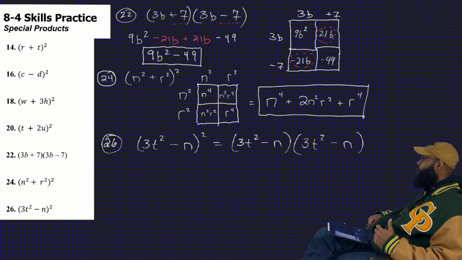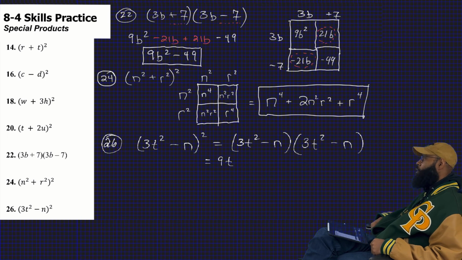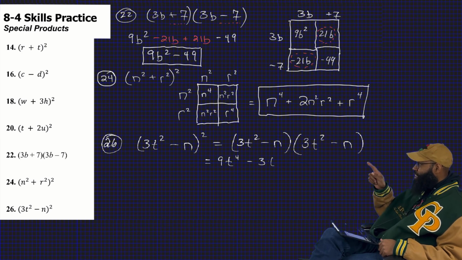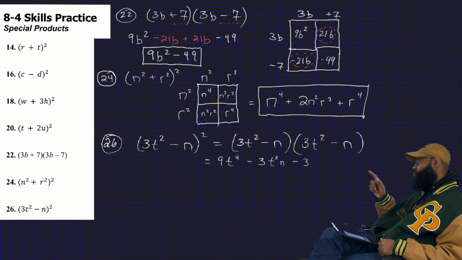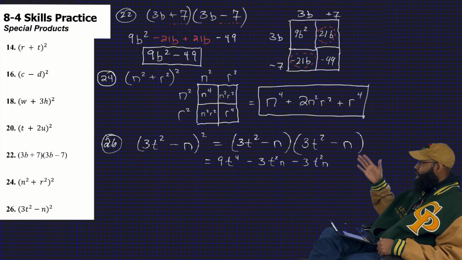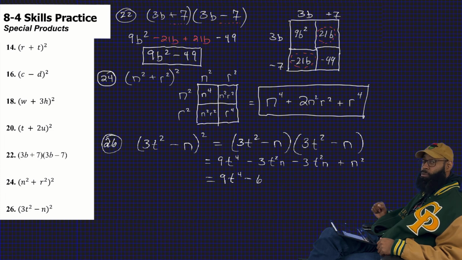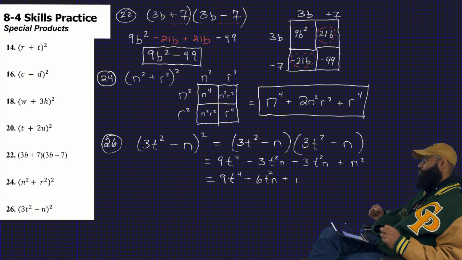So I know now 3t squared times 3t squared, 9t to the fourth power. 3t squared times a negative n, negative 3t squared n. Now negative n times 3t squared, again, is negative 3t squared n. And the last one, the negative times the negative is a positive, so positive n squared. Collecting my like terms, again, term 3 and term 2, the two middle terms. And of course, boxing a final answer for you.